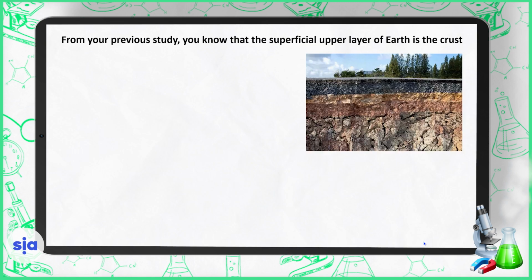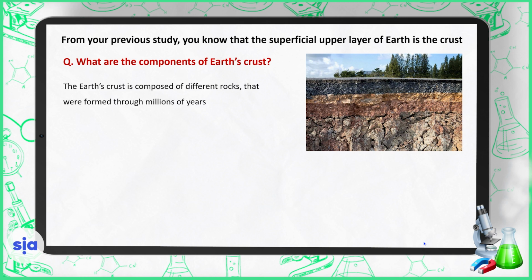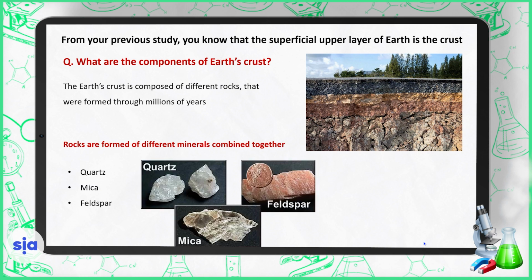From your previous study, you know that the superficial upper layer of Earth is the crust. What are the components of Earth crust? The Earth crust is composed of different rocks that were formed through millions of years. Rocks are formed of different minerals combined together. We can find quartz, feldspar, and mica.